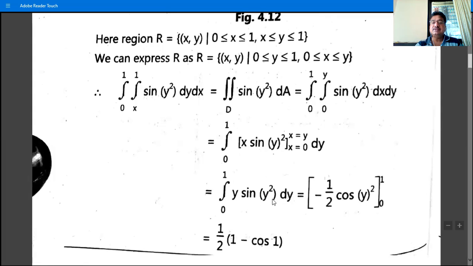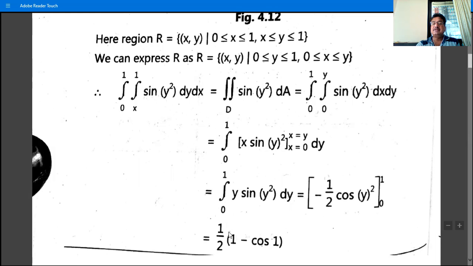And now we have to integrate this with respect to y. So substitute y square as t. The derivative of y square is 2y dy equals dt, therefore y dy is 1/2 dt. And then the integration of sine t is what? If you substitute y square as t, then when y tends to 0, t also tends to 0, and when y tends to 1, t also tends to 1. So the limits are the same. The integration of sine t is minus cos t, and then substituting t as y square, we have the answer minus 1/2 cos y square.